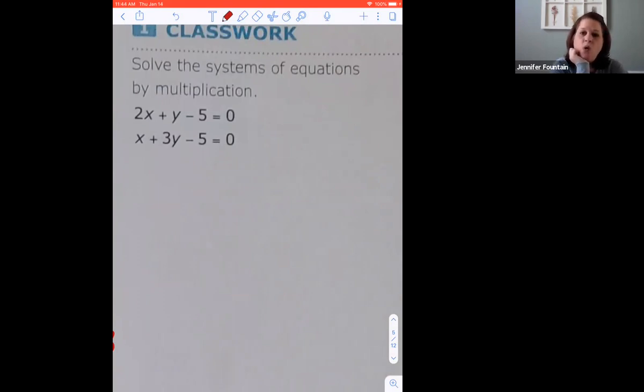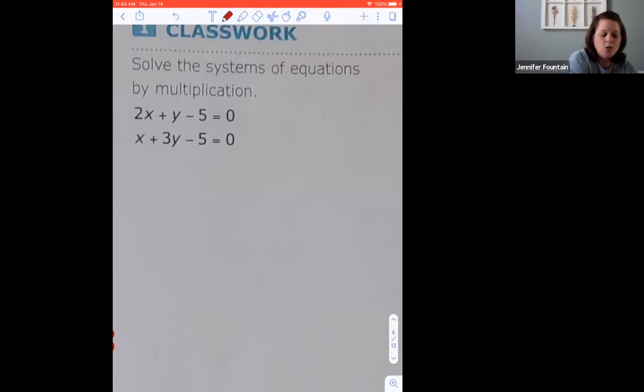So I look to see, do I have like terms? I don't have like terms. Do I have opposite terms? Nope, don't have opposite terms. Now remember, I do have a -5 and a -5, but I'm not trying to cancel those. That doesn't help me any. I need to get rid of a variable. I'm either needing to get rid of x or I'm needing to get rid of y. So just because I have -5 and -5, don't let that hang you up. Getting rid of those is not going to be helpful.